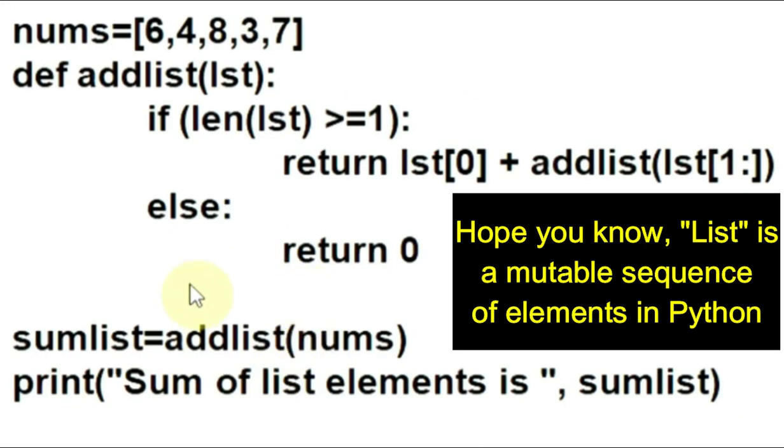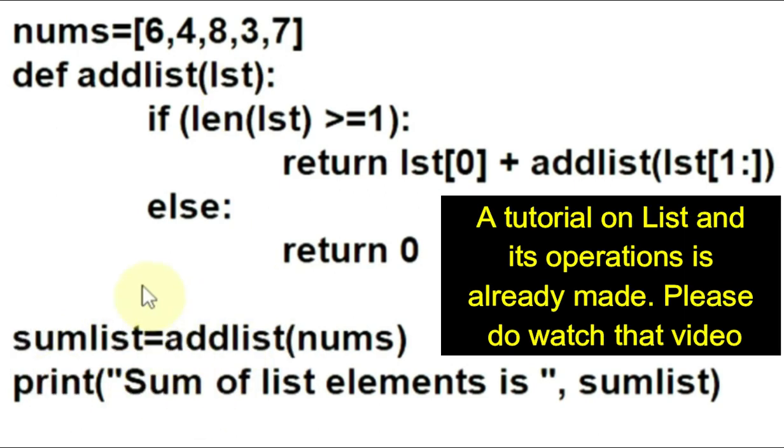We are invoking addList function taking this nums list, right? So nums will be assigned to this LST parameter, right? And whatever this addList function returns will be assigned to this sumList variable. Okay. So LST has become 6487. Is the length of LST, which is 5, greater than or equal to 1?